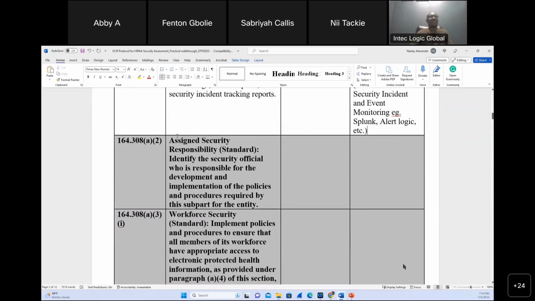Good. The next requirement or standard is assigned security responsibility, right? This standard is on its own. It has no requirements. So what document would you look out for to let you know that this is what this company is committed to when it comes to assigning security responsibility, somebody to be in charge of HIPAA security? Yes, Fenton.